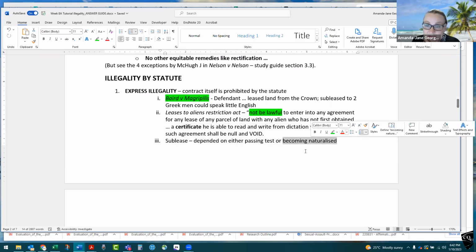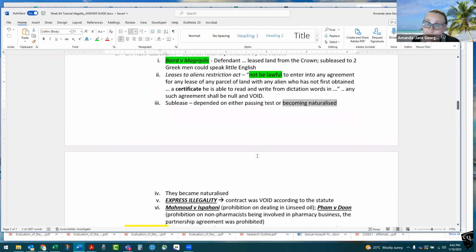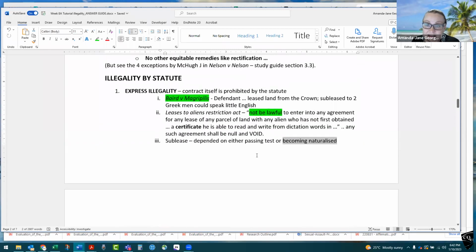Poor little people just became naturalised, and then all of a sudden the other party wants to back out because they're saying, well, actually this contract is inconvenient for us. We don't want it, notwithstanding you pumped out all of this money into the property. We want to back out of the contract. We are saying it's illegal.